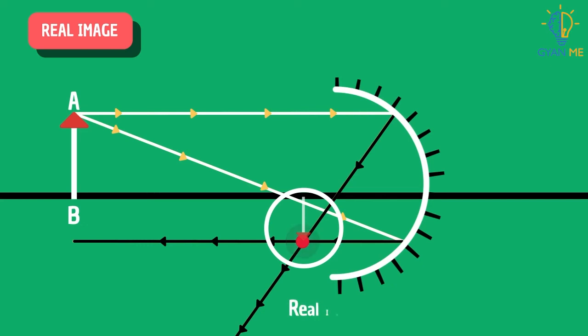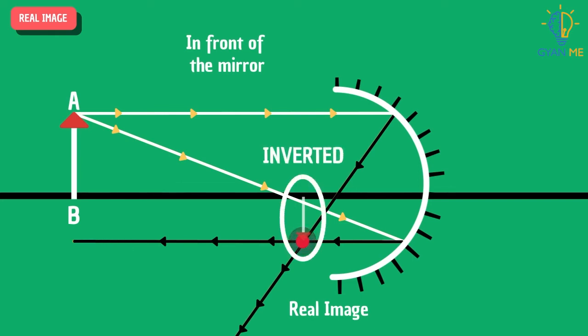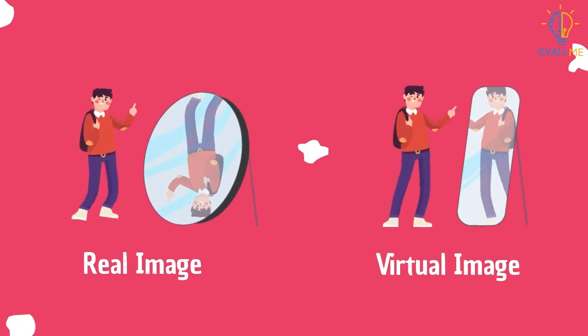Such images are called as real image. Thus, a real image gets formed in front of the mirror where reflected rays actually meet. As you can see, the real image is always inverted and formed on the same side of the mirror. So students, now you understand the formation of real and virtual image. So let's recapitulate the differences.